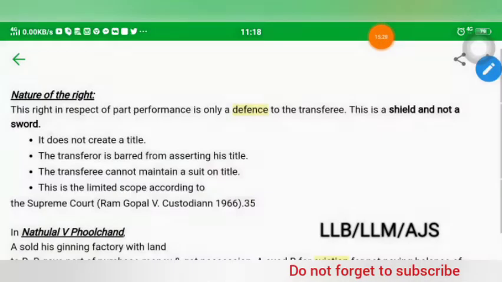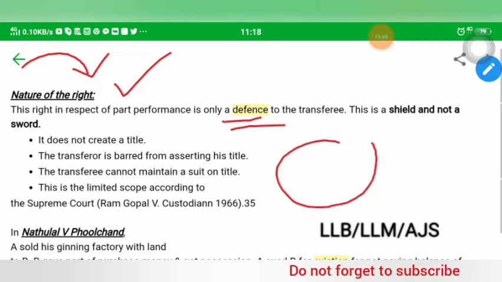Then comes the nature of the right. This right in respect of part performance is only a defense to the transferee. So it is a defense to the transferee. This is a shield and not a sword. Okay, so what does shield mean? Nature means what kind of right it actually is. So this is a shield. It is a kind of protection for whom?